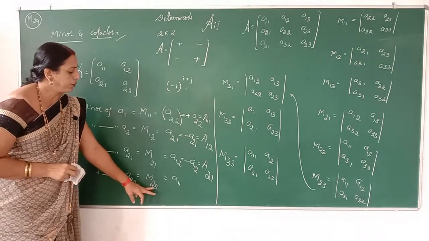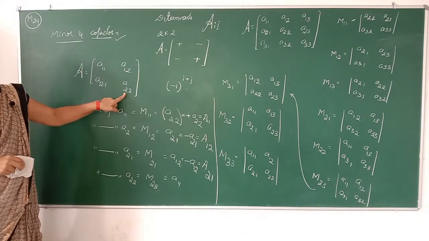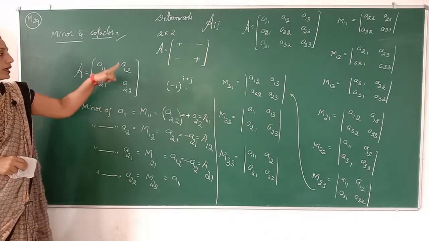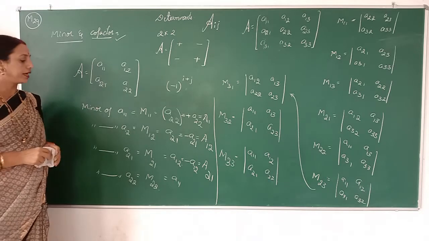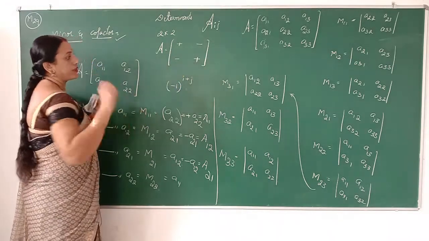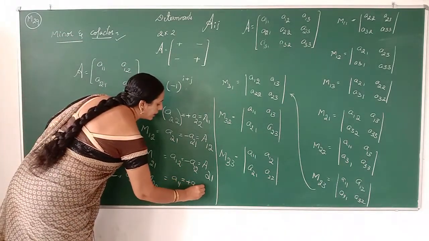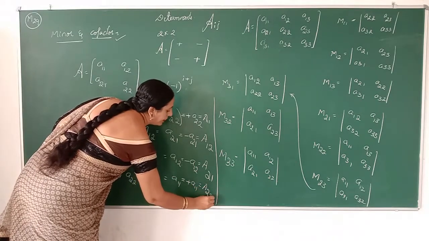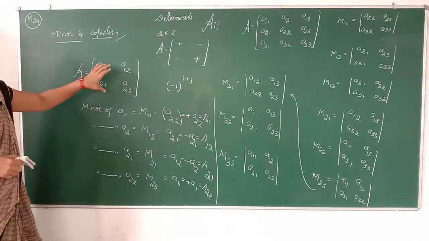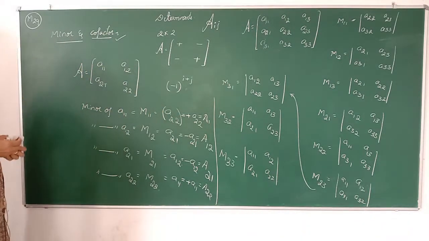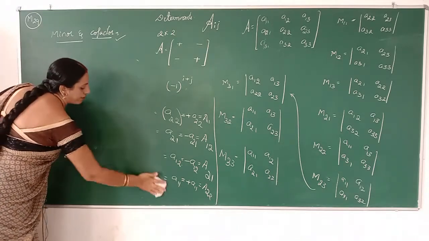Then the fourth one is M22. M22 means the minor of A22, where A22 is an element of the second row, second column. According to the sign pattern, it is multiplied by plus, that is plus A11, which is also denoted by capital A22. So these are called the cofactors of the 2 cross 2 determinant of matrix A. One example will make the concept clear.